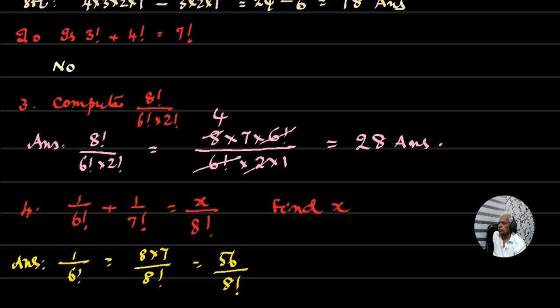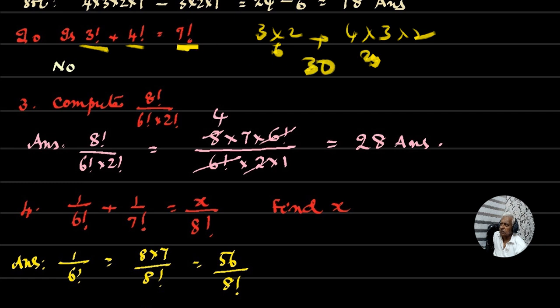Number 2. Factorial 3 plus factorial 4 is factorial 7? In no way. Factorial 3 is 3 times 2, 6. Plus factorial 4 is 4 times 3 times 2, 24. 24 plus 6, only 30. Factorial 7 is 7 times 6, here itself we are getting 42, multiplied by 4, multiplied by 3. So no way those two are equal. Not possible.